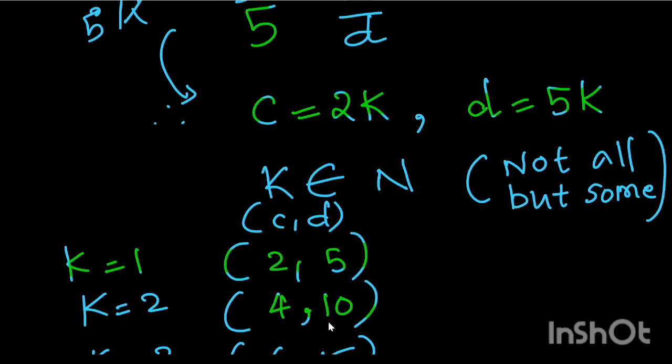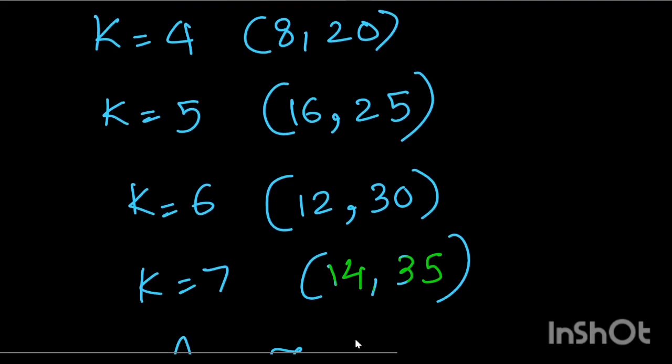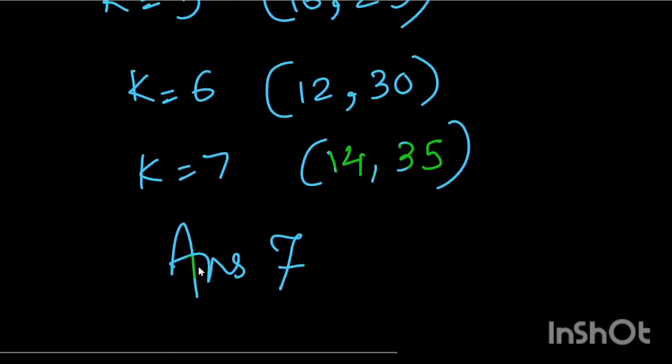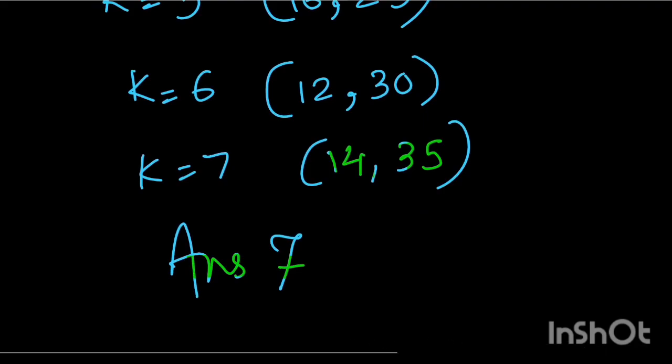Now that way, if you think k is equal to 7, it will reach 35. Beyond that we cannot go, because if you go for 8, the value of D will exceed the values from the set A. So the number of ordered pairs is how many, guys? So yes, it is 7. So that way we can do.